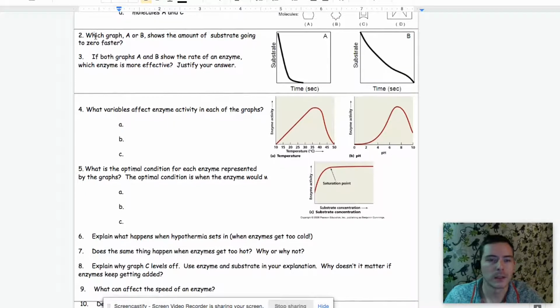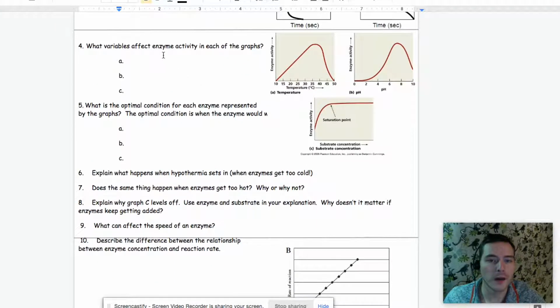Awesome. Number two, which graph, A or B, shows the amount of substrate going to zero faster? And that would be A. So the substrate goes to zero faster here than in B. If both graphs A and B show the rate of an enzyme, which enzyme is more effective? Well, that would be enzyme A because it takes all the substrate and turns it to a product faster than enzyme B.